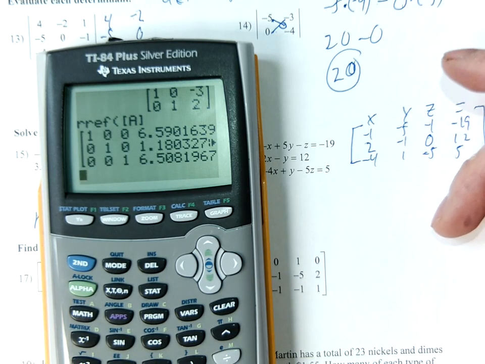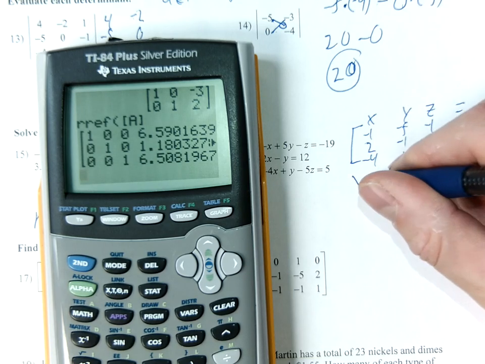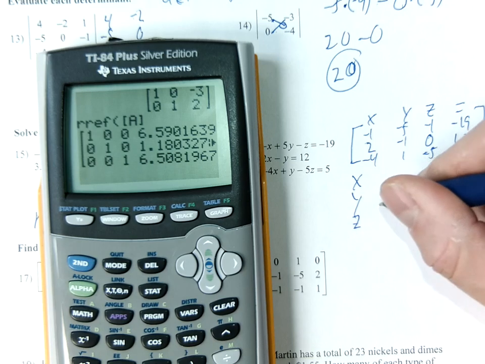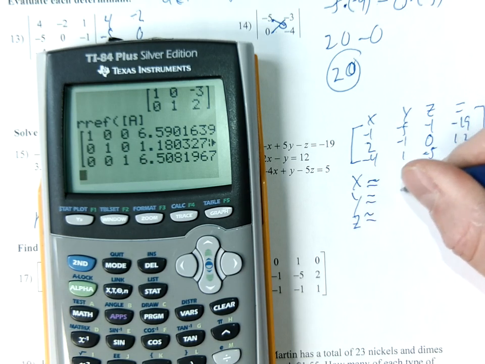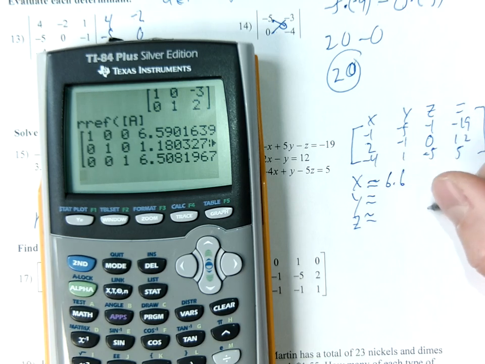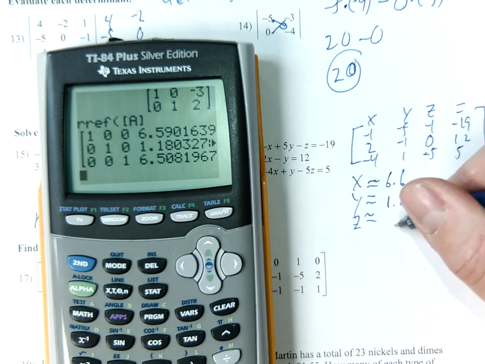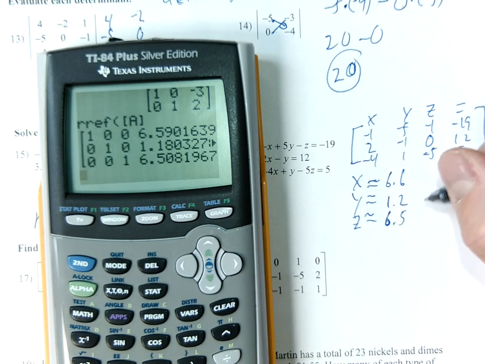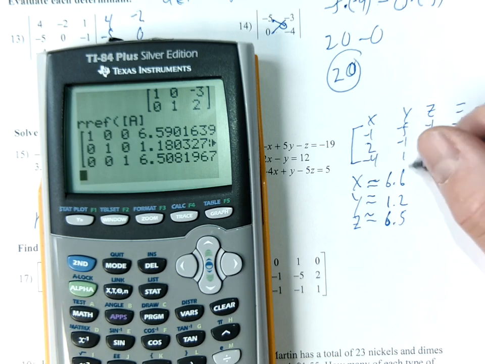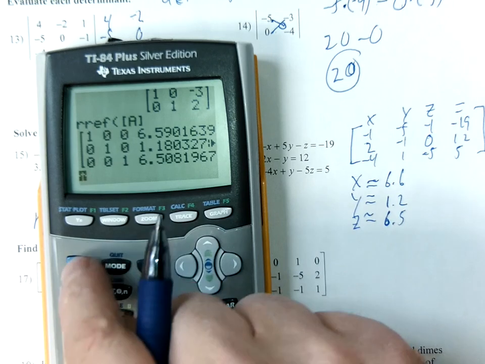Alright, so this one ends up being a decimal answer, kind of expected. So X, Y, and Z. I could make those into fractions, but I don't mind if we just round them to the tenths. 6.6, 1.2, 6.5. This one's harder to check your work. Much harder to check your work. And it's much more difficult to do by hand as well. So again, I recommend you use a calculator here.